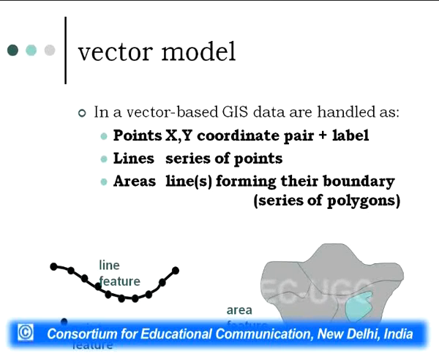In a vector-based GIS, data are handled, as I said, as points, and every point has coordinate information. In this case it is x and y, that is latitude and longitude, plus a label, that is attribute information. The line is a series of points with arcs attached in between, and areas are lines forming their boundaries, or a series of polygons. Here the topological relationship also tells which particular boundary is on which side of a particular polygon, on the left or right.